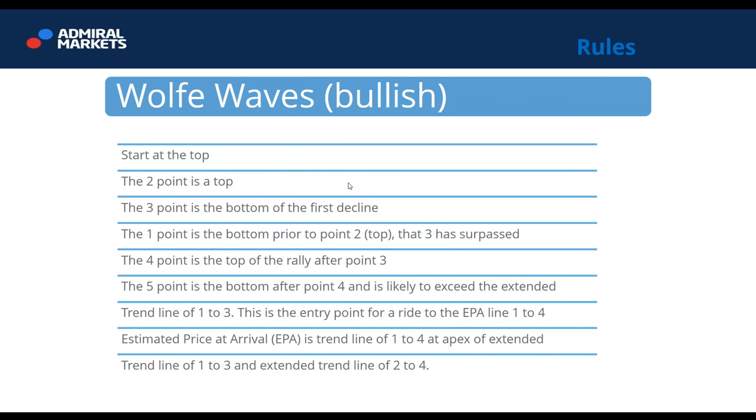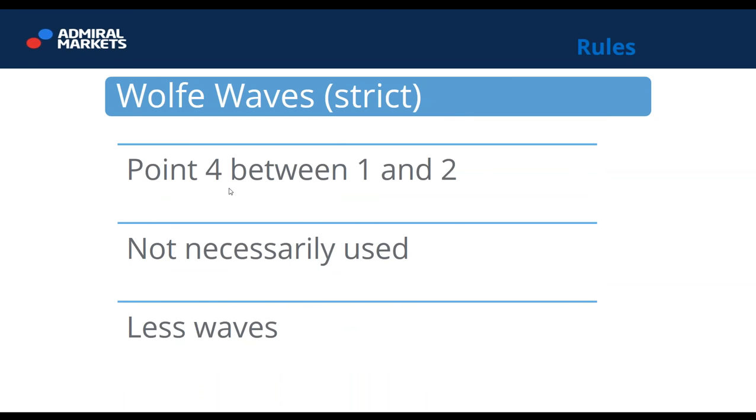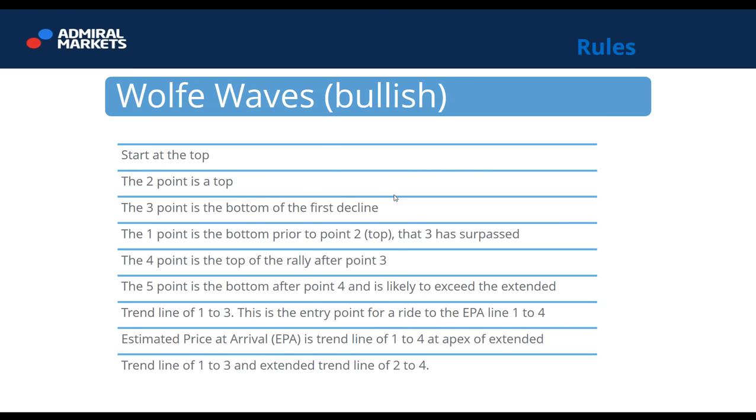How do we chart Wolfe waves? Have in mind that we have strict Wolfe waves and non-strict Wolfe waves. I personally tend to go with non-strict Wolfe waves. I will explain the difference: this is the only difference, that point 4 needs to be between point 1 and point 2. But if we use non-strict rules, point 4 can be, of course, above or below. So it's just a slight difference between strict and non-strict Wolfe waves.